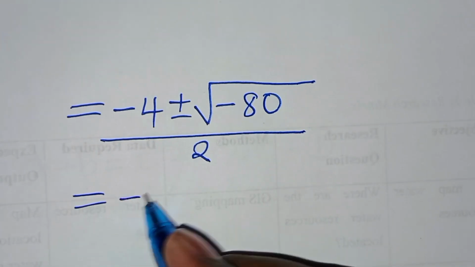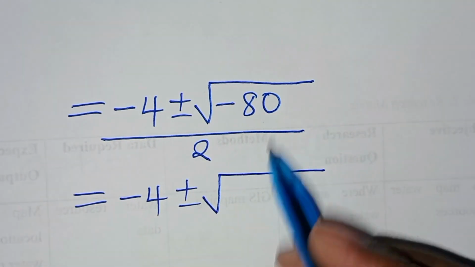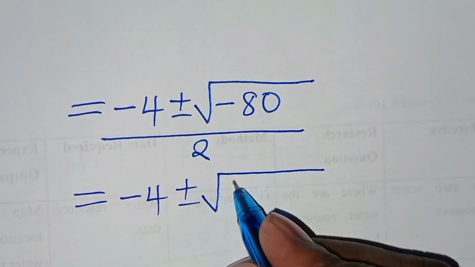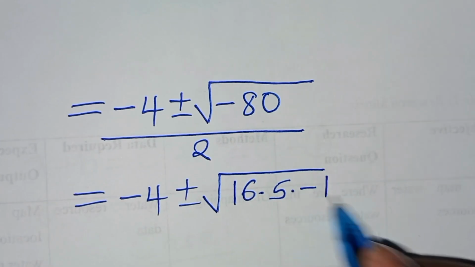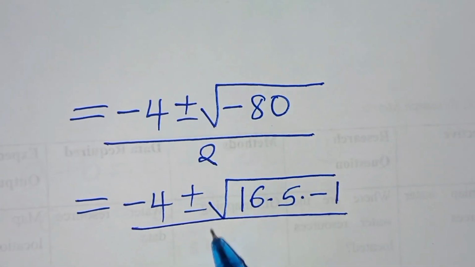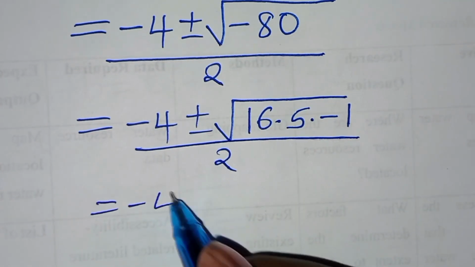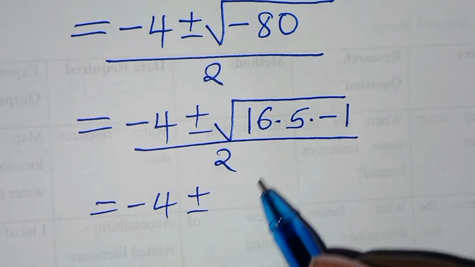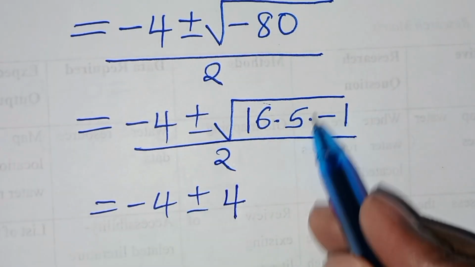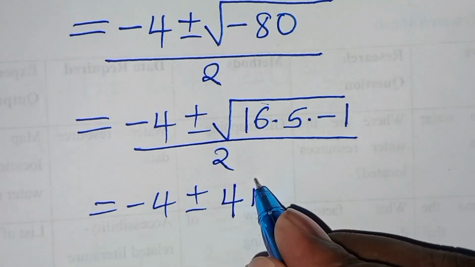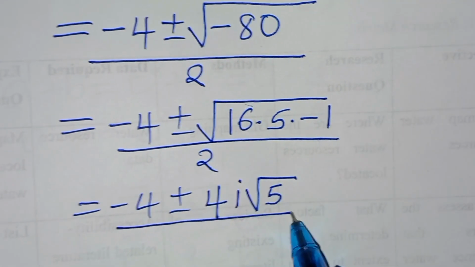So this is the same thing as minus 4 plus or minus. We can express the square root of minus 80 as the square root of 16 times 5 times minus 1, divided by 2. So here we'll have minus 4 plus or minus the square root of, now the square root of 16 is 4. The square root of minus 1 is i, multiplied by the square root of 5, divided by 2.